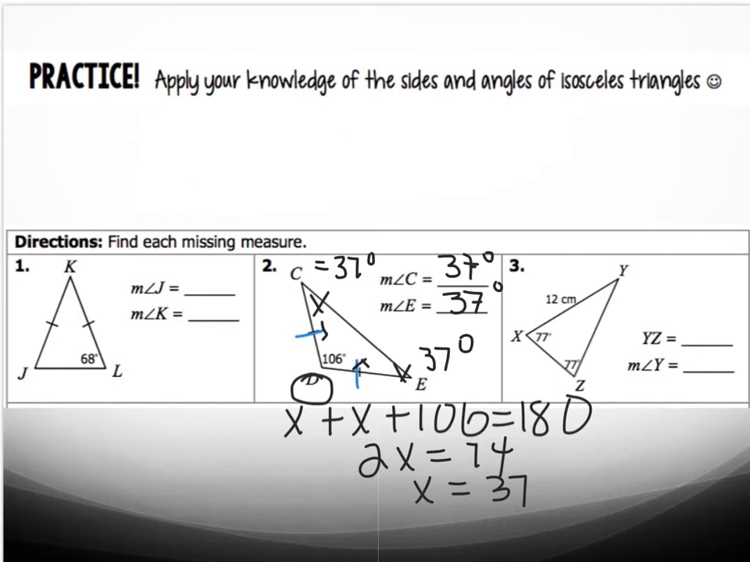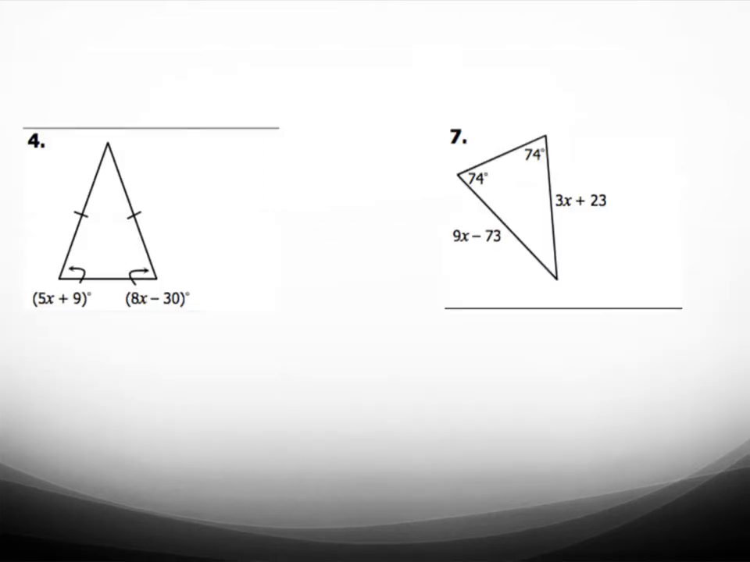See what you get, and you can definitely show that to your teacher. Moving along, we're going to take a look at number 7 and save number 4 for you. Number 7, I don't see any marking, so I don't know if it's isosceles. And then all of a sudden, I notice that I have two angles that are the same. According to the theorem, if I have two angles that are the same, then I have two sides that are the same.